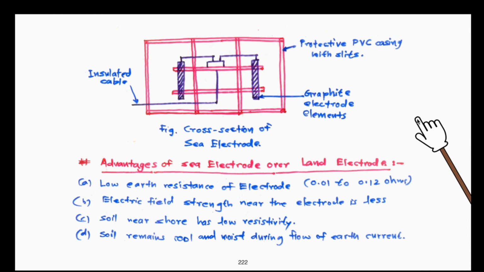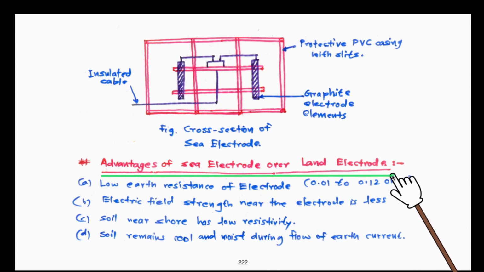of the sea electrode with respect to the land electrode that are listed here down at the bottom? Okay, so kindly focus your attention. The very first point: the resistance offered by the sea electrode is very small as compared to the land electrodes. So the land electrode with graphite offers resistivity in the range of 0.3 ohm meter, and here it is in the range of 0.01 to 0.12. So this is very low resistance, as little as 10% compared to the land electrode.